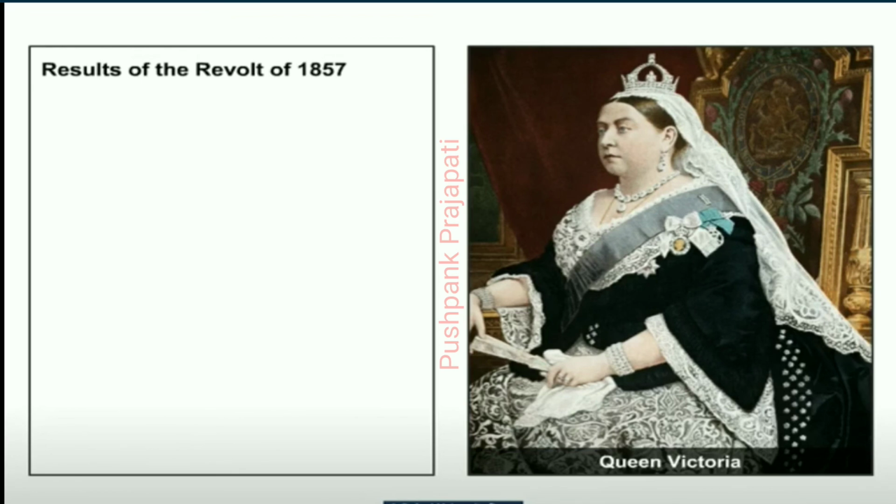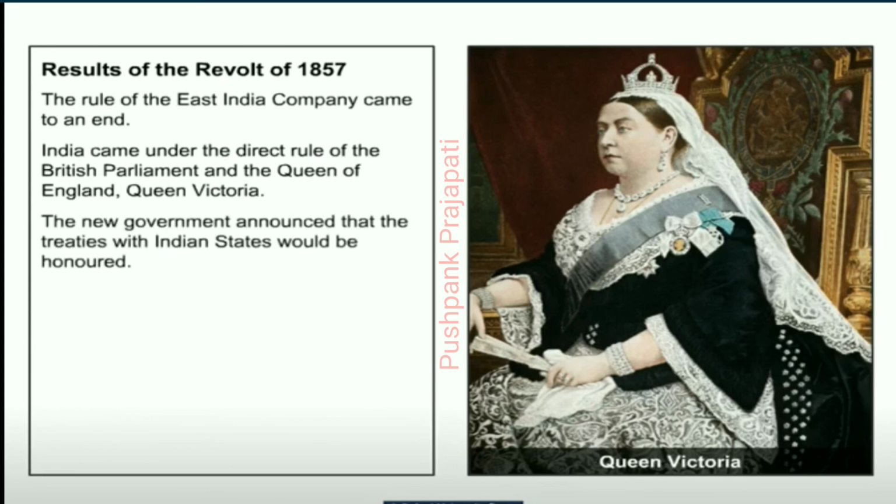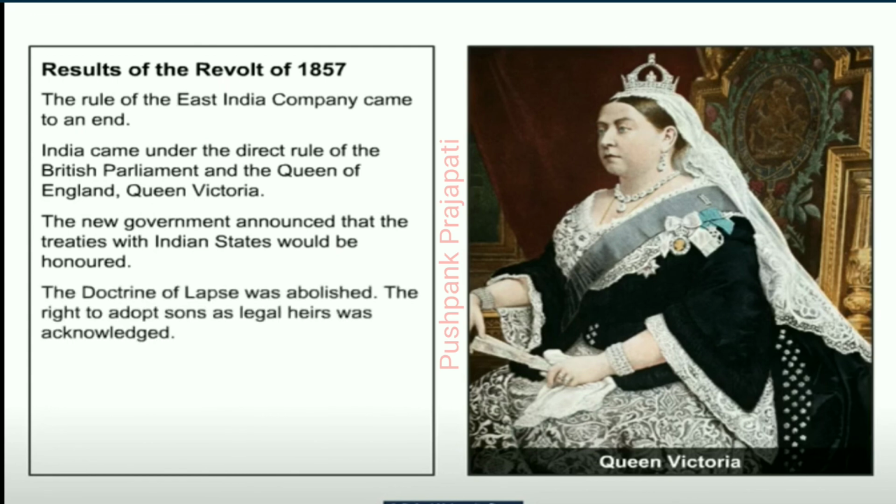Results of the revolt of 1857. The rule of the East India Company came to an end. India came under the direct rule of the British Parliament and the Queen of England, Queen Victoria. The new government announced that the treaties with Indian states would be honoured. The doctrine of lapse was abolished.